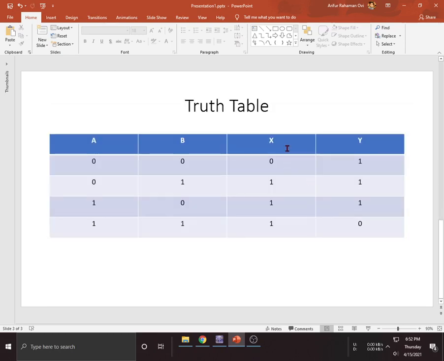This is the truth table. 2 inputs A and B and 2 outputs X and Y. When both inputs are 0, X is 0, that means the red probe is 0 and the green probe is 1.